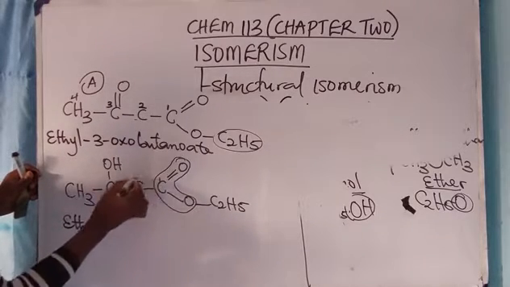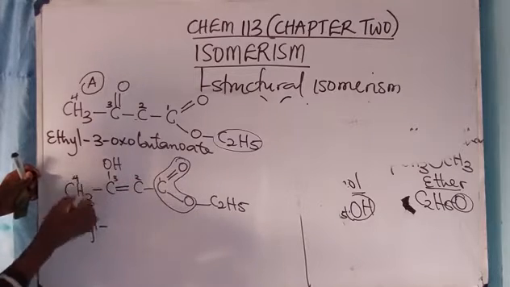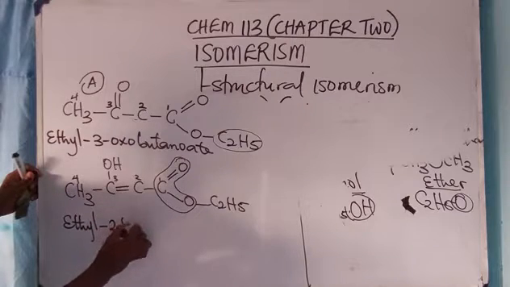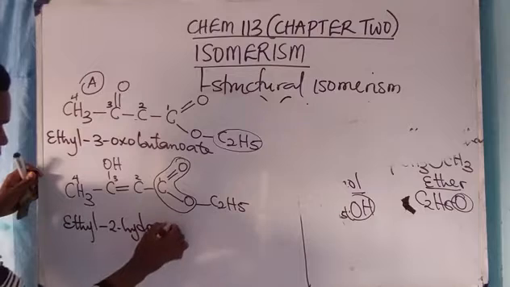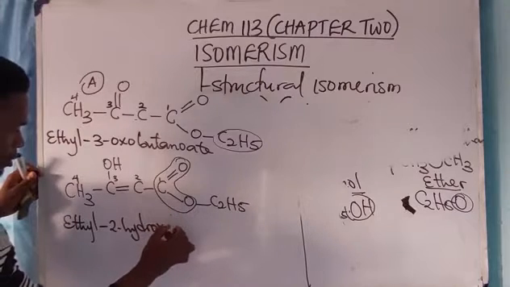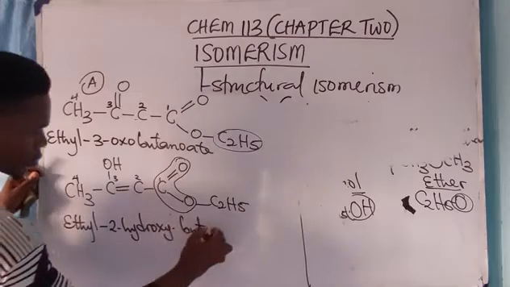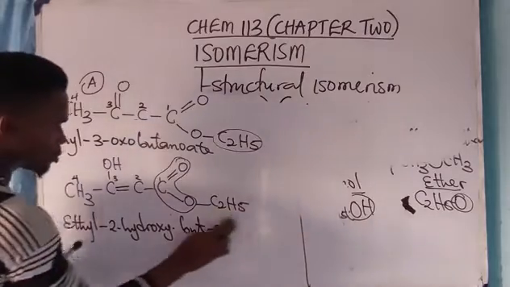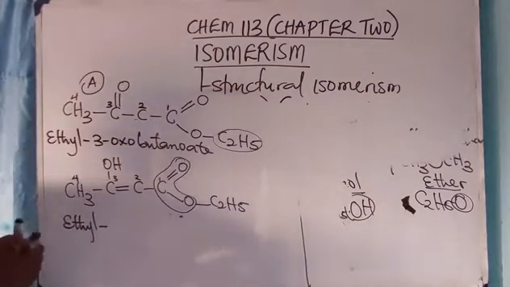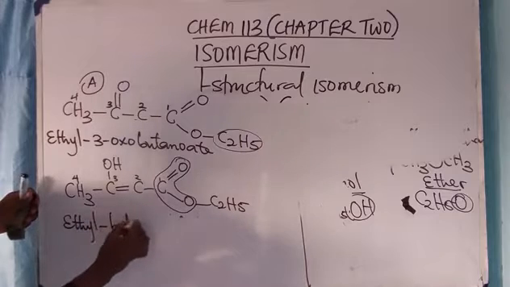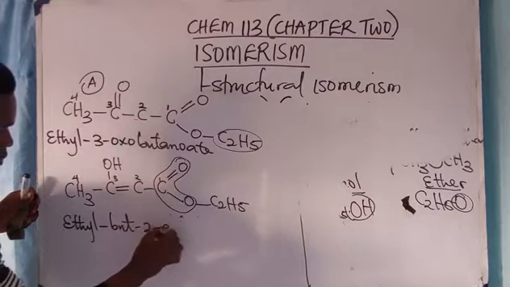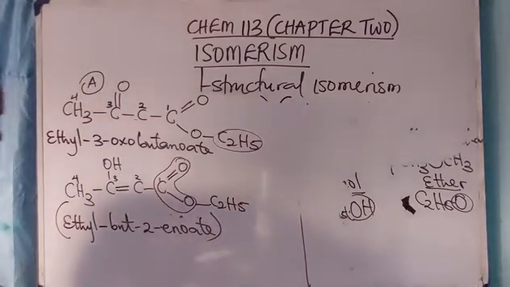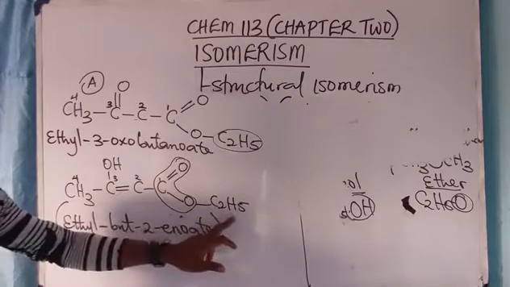Then this 1, 2, 3, 4. Ethyl 2-hydroxy boots 2 in. Alright, to be much more specific, let me do it like this. Ethyl boots 2 enoids. Now, this ethyl, right?